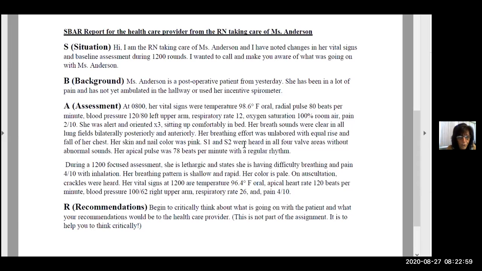So her breath sounds are clear. She's A&O times 3. Very little pain at 8 a.m., 2 out of 10. Skin and nail color pink. S1, S2 heard in all four valve areas without abnormal sounds. Apical pulse 78 beats a minute, regular rhythm. During 12 o'clock: lethargic, she can't breathe, pain with inhalation, breathing shallow and rapid, pale color, crackles in her lungs, temperature went down, 120 beats a minute, blood pressure dropped, respiratory rate increased.